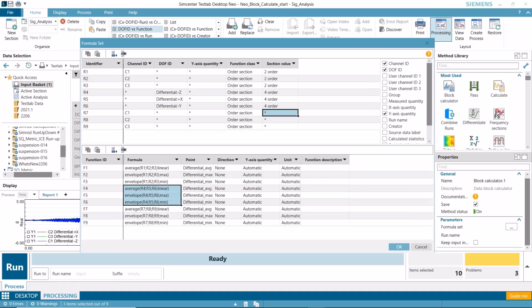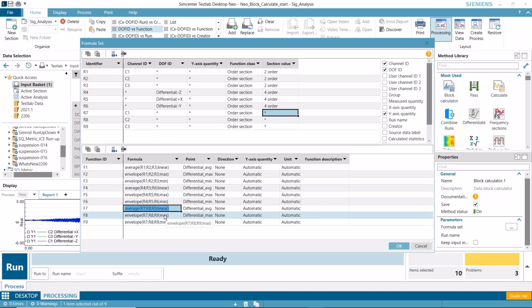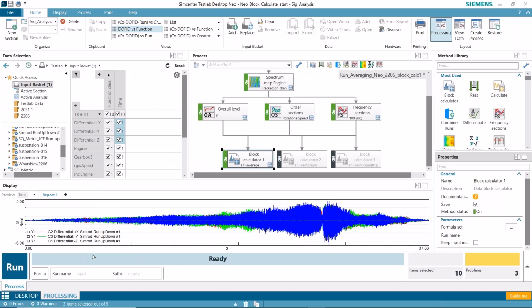And down here, it's going to combine second and fourth order. So I'm going to get the maximum, the average, and the min envelope for second and fourth order for channel 1, channel 2, channel 3. So those last 3 might have some unexpected results. So if I want, I could run this.